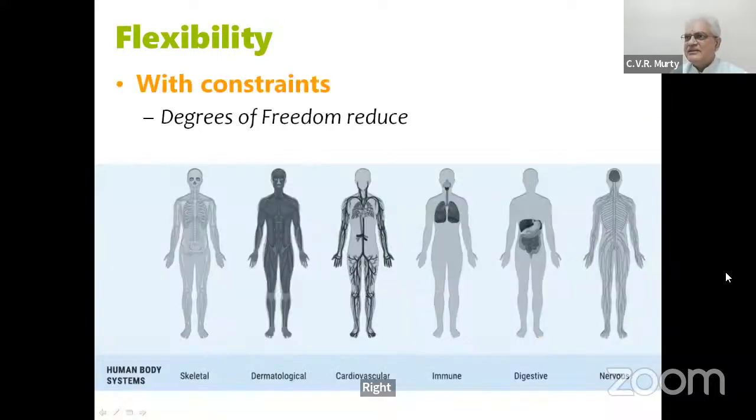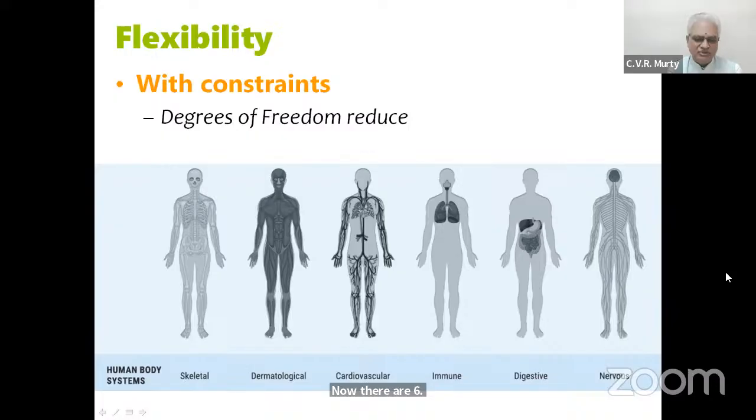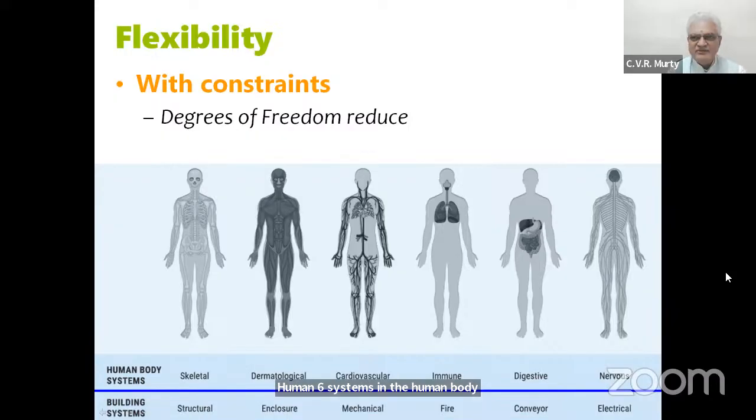The only thing is the dimensions are allowing them to do that, and the degrees of freedom are there because the bones are smaller in size and larger in number when you are younger. So as you get older, constraints start growing into the body. Now there are six systems in the human body, and we'll compare that with buildings. Out of the six systems, today's discussion will only hover around structural systems and not the other systems, for the purpose of today's discussion.